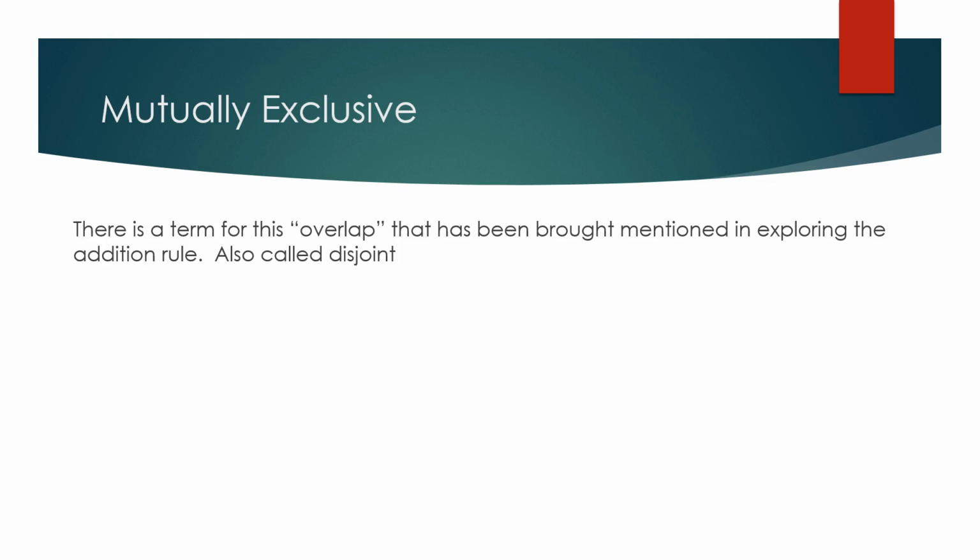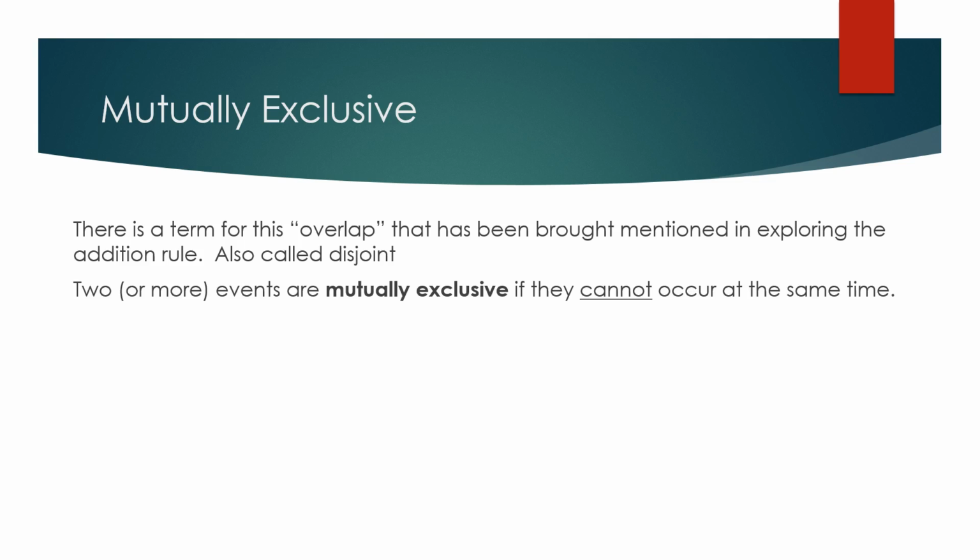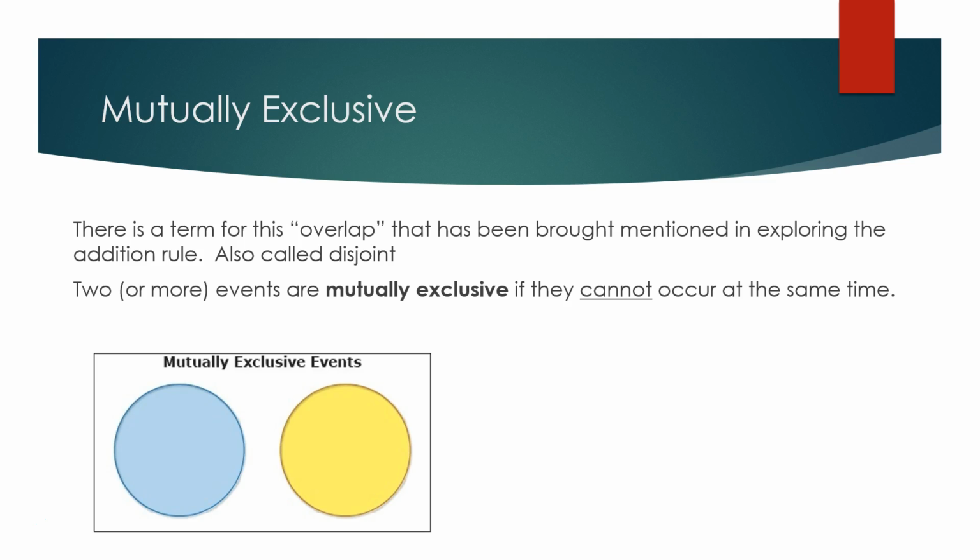So another term that we need as we move on with this section is mutually exclusive. So that word overlap that we had mentioned was brought up in the addition rule. Two events or more are mutually exclusive if they cannot occur at the same time. And this is also called disjoint. So everything on this slide can also be referred to as disjoint. So this would be an example of the probability of a 2 or a 5. So they couldn't occur at the same time, so technically they'd be separate parts of the event.